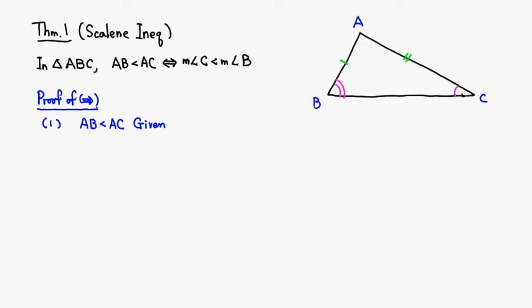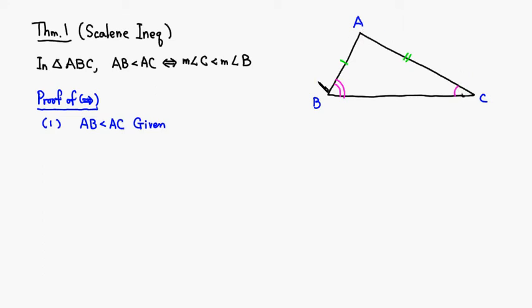Alright, let's look at Theorem 1, the Scalene inequality. In triangle ABC, if one side AC is longer than AB, then the angle opposite from the longer side is going to be larger than the angle opposite from the shorter side. So that's what it says.